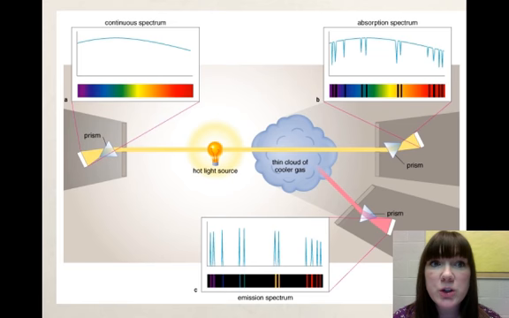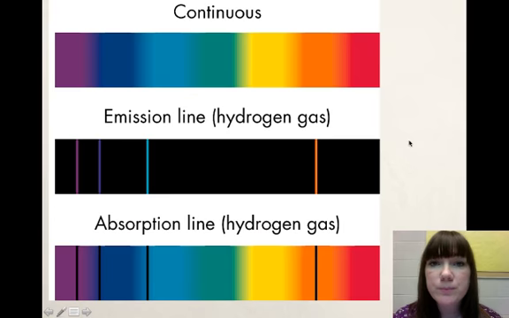So here is another picture of the spectra to just kind of give you an idea about the three different types. So we see the continuous one up here in the corner where we see all of the colors. We see the emission spectra down here where you have the cooler gas giving off light. And here we have the absorption spectra where you have the hot light passing through the cooler gas. And here's what it looks like again.